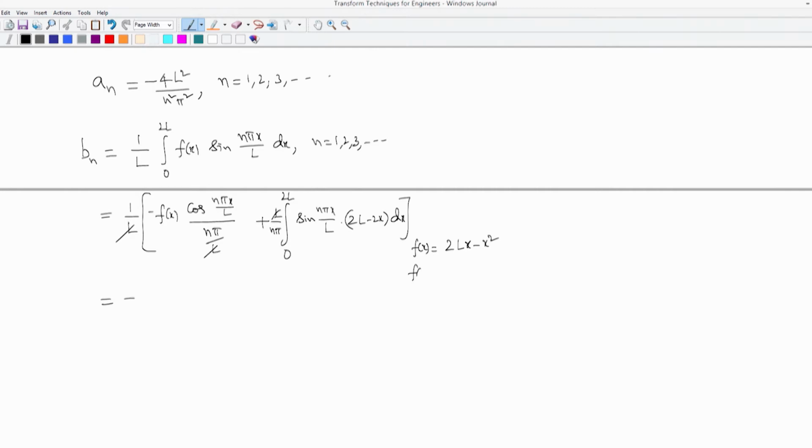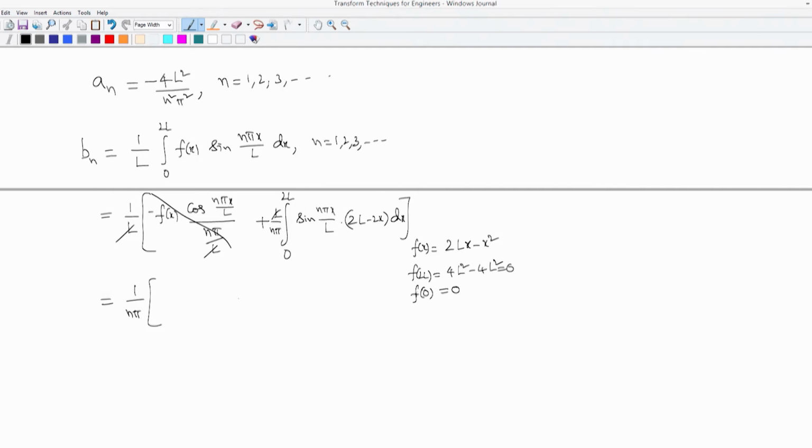So, f at 2L is actually equal to 4L square minus 4L square, which is 0. So, f at 2L is 0, and f at 0 is what? If you put 0, that is also 0. So, this contribution is 0. So, finally, what you end up with is 1 by n pi.